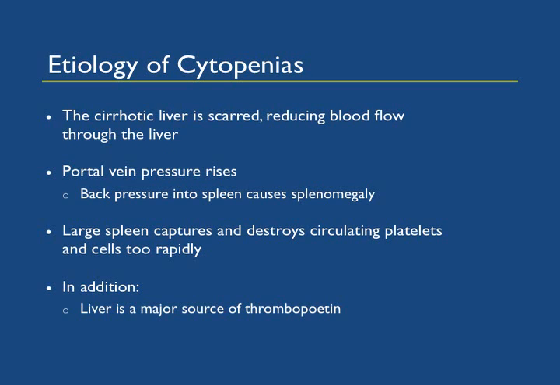These occur because the cirrhotic liver is badly scarred. That reduces blood flow through the liver. Portal vein pressure then rises, and back pressure into the spleen through the splenic vein causes splenomegaly. This large spleen captures and destroys circulating platelets and cells too rapidly. In addition, the liver is a major source of thrombopoietin, the hormone that stimulates megakaryocytes to make platelets.